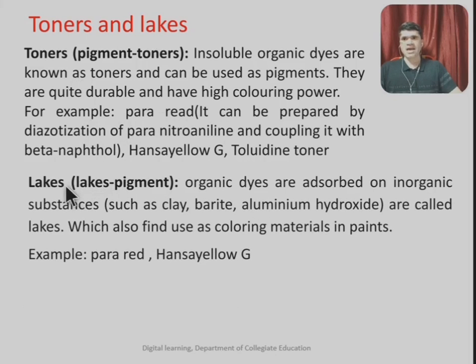So similarly lakes, organic dyes adsorbed on inorganic substances, such as clay, barite, aluminum hydroxide are called lakes. So these are also organic dyes, okay, but they are adsorbed on inorganic substances, which also find use as coloring material in paint. So example, once again, para red and Hansa yellow G are also used as lakes.